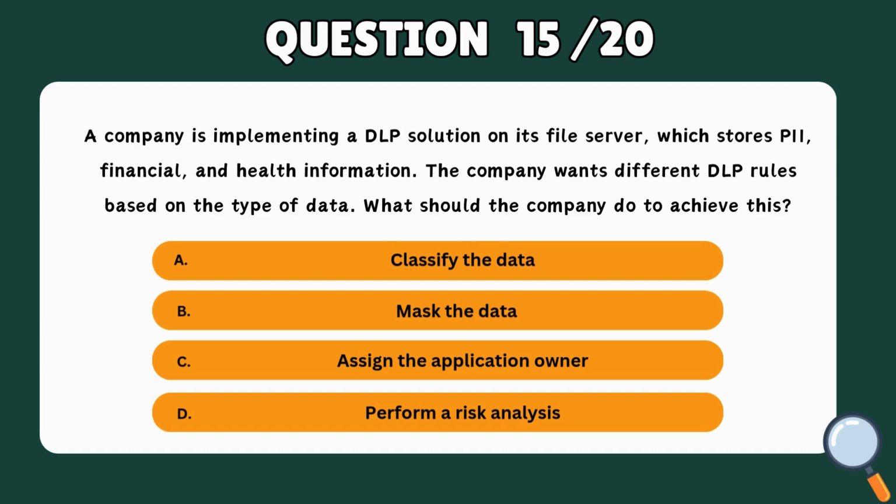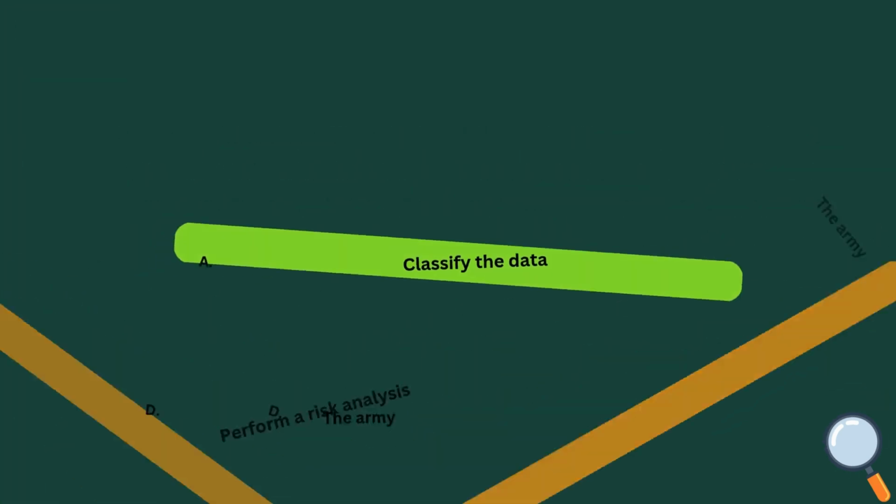A. Classify the data. B. Mask the data. C. Assign the application owner. D. Perform a risk analysis. Correct answer: A. Classify the data.